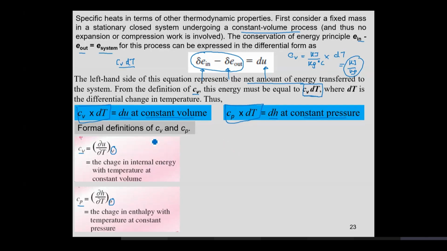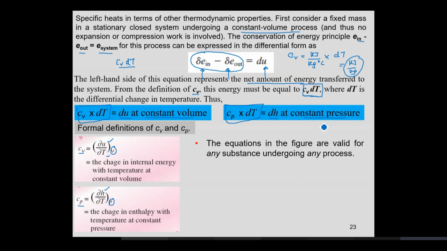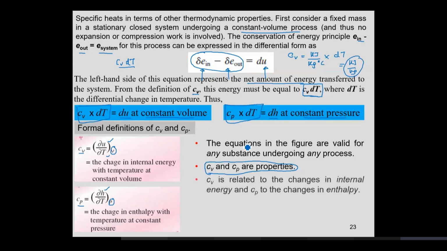Now, since U is a property, T is a property, enthalpy is a property, I would say that CV and CP are also properties of the system. And CV is related to the internal energy of the system, whereas CP is related to the enthalpy changes in the system. And the common unit is kilojoules per kg per Kelvin or per degree centigrade. Is there any difference between the two units?